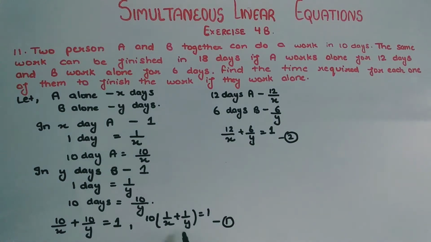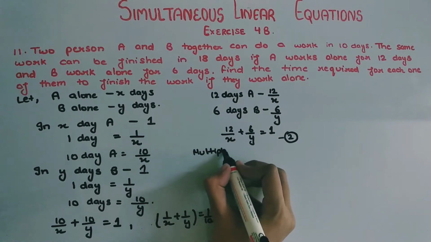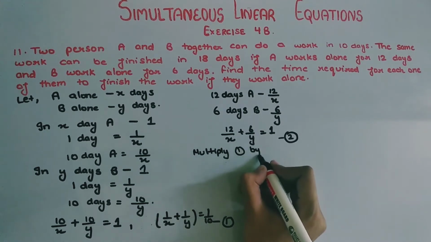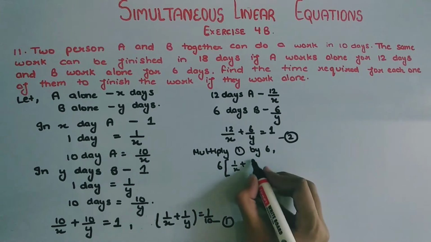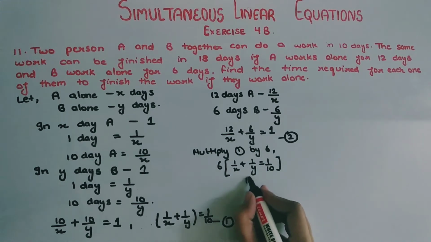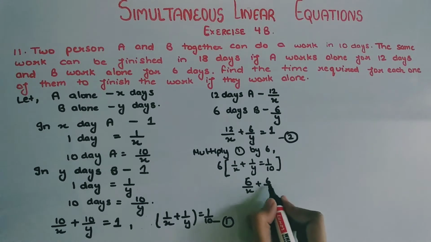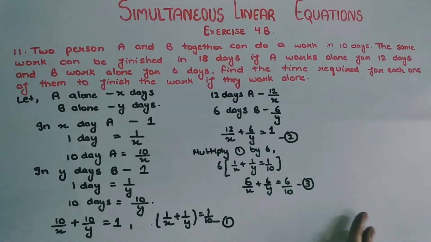Now for equation 1, we will divide by 10. So we have the equation 1 by X plus 1 by Y equals 1 by 10. Now, taking the Y equation similarly, we will multiply equation number 1 by 6, that is 6 multiplied by (1 upon X plus 1 upon Y) equals 6 by 10. We have 6 divided by X plus 6 divided by Y equals 6 divided by 10. This is our equation number 3.